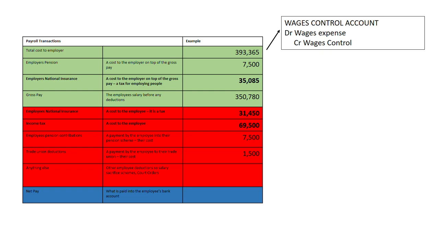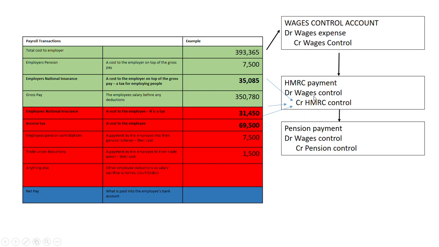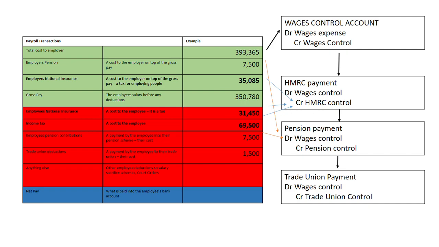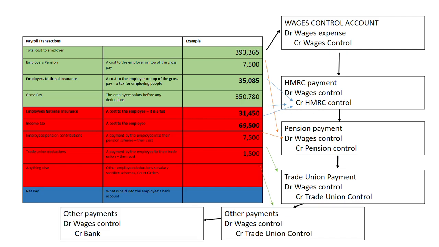Okay, then you're going to move that to the wages control and wages expense. Then we're going to move the three taxes to the HMRC control account from the wages control account. And we're going to move the pension payment to the pension control account. And we're going to put the trade union payment in, take that out of the control account as well. We've got no other payments. And then we've got this net pay that we're going to take out of the wages control account as well.